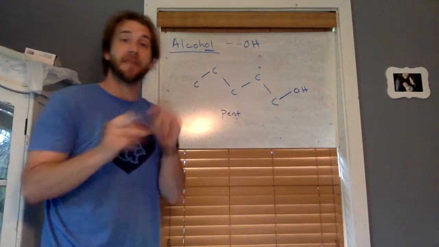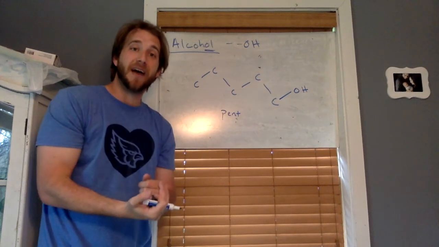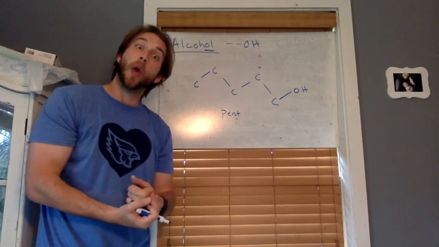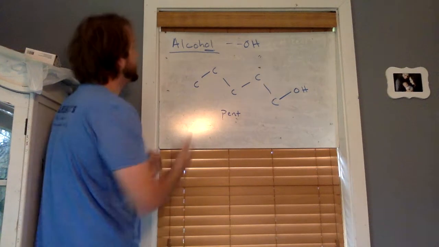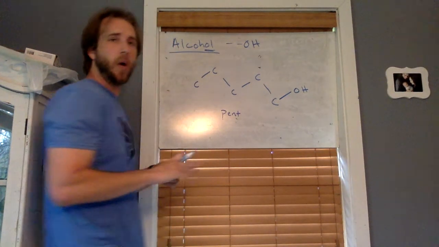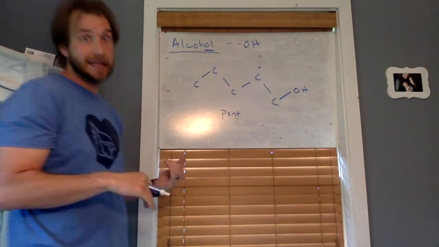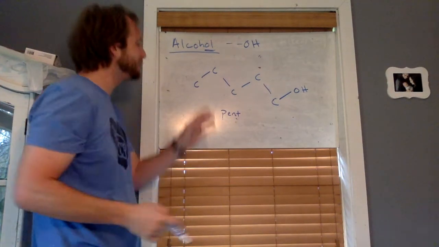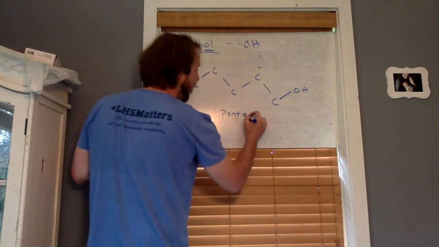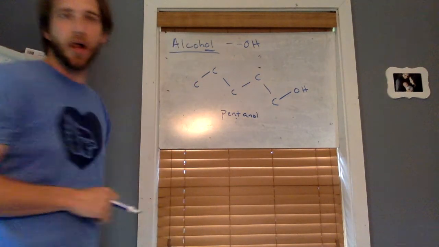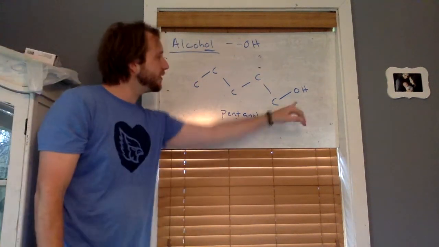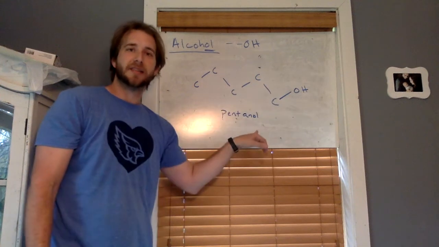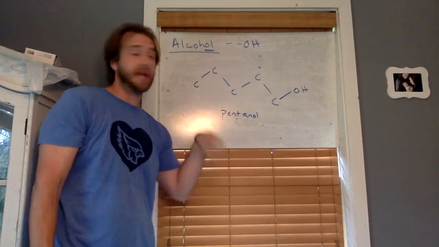I start by identifying my longest chain. I know it's going to be a 5-carbon chain, and now I've got an OH group coming off of here. That tells me it's an alcohol, OL, just like we saw with alkenes and alkynes. That ending of the base functional group tells us the ending of our compounds. This would be pentanol. We just changed the ending to indicate the functional group. This is an alcohol, ends in OL on the naming.